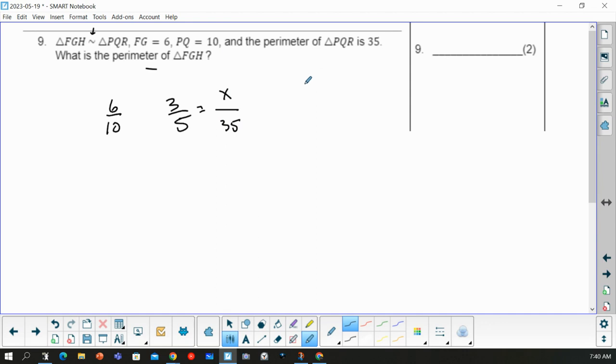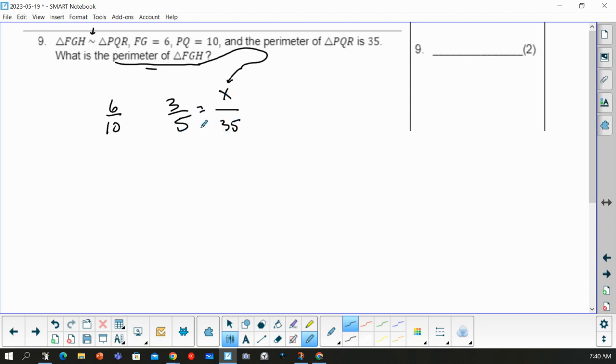And so up here, this X that I don't know, this X represents the perimeter of FGH, right? So that's what I'm trying to find right there. All right, so now I can cross multiply, 3 times 35, 5 times X.